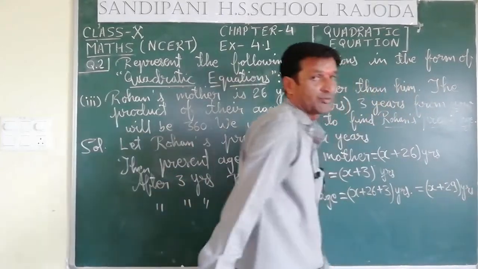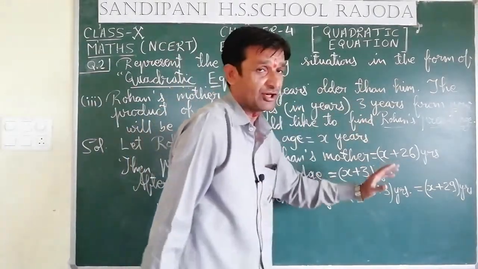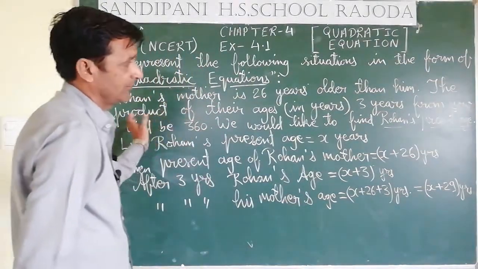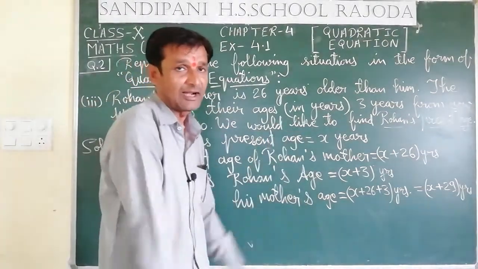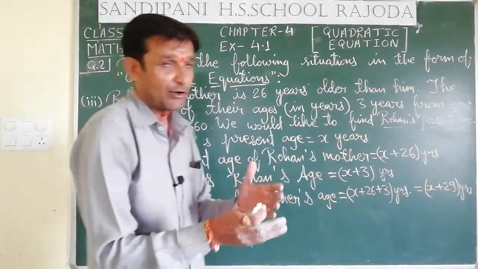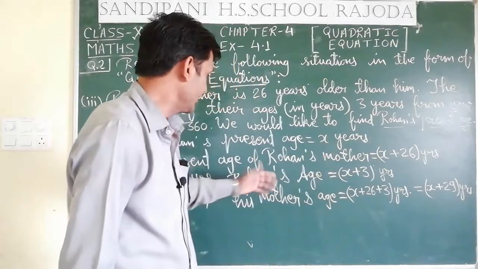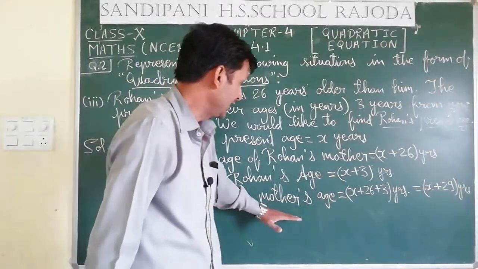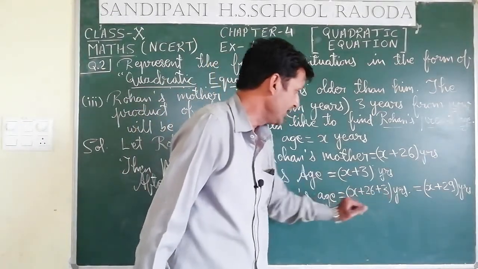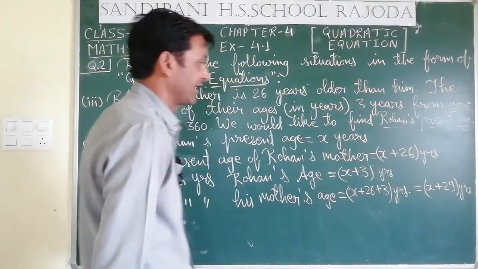Let me explain once more that in question it is clearly mentioned that 3 years from now their product of their ages, that we will apply later, but after 3 years means what? We have to add 3 in age of Rohan. After 3 years we have to add in his mother's age also 3. So it will be x plus 26 plus 3. It is x plus 3 years and this will be x plus 29 years.